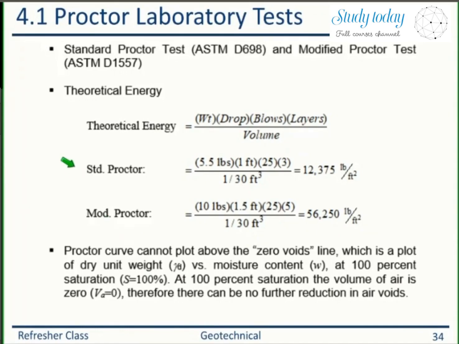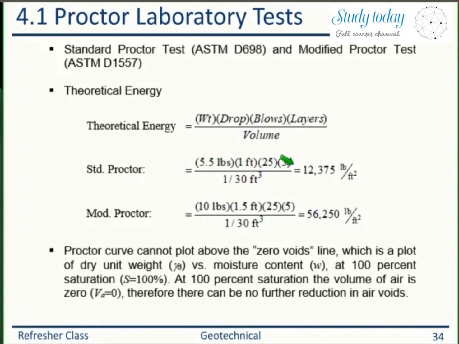And there are two types of Proctor tests. One is called standard Proctor, the other one is called modified Proctor, designated as ASTM D698 for the standard Proctor, and ASTM D1557 for the modified Proctor. Okay. The basis of this test is what is the energy being imparted when the soil is compacted in the Proctor mold.